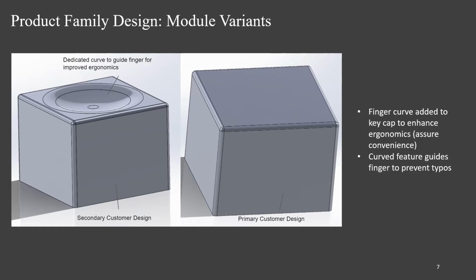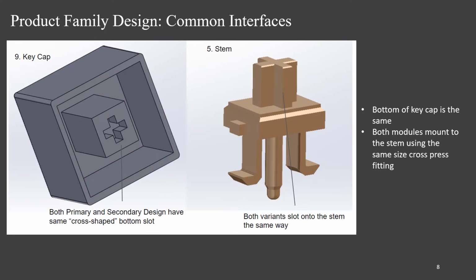In terms of differentiation between the two designs, as seen here, the secondary customer design will feature a divoted or indented keycap on top that allows for a more ergonomic design. This will be tailored toward the secondary customer or home user. The top of the keycap will be different between the two customer groups. The bottom will feature the same cross design that will mount onto the stem. This will allow both variants to slot onto the stem in the same way for ease of assembly.